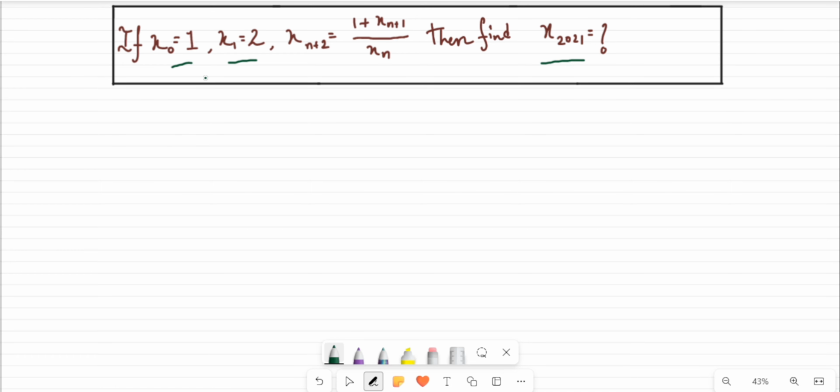So let's first of all understand these patterns. We have been given x0 equals 1, x1 equals 2. In a similar way, x_{n+2} is (1 + x_{n+1}) by x_n, right? Now, from these values, we have to find a pattern. What is the pattern? Pattern means for which value of this suffix we need to find if there is a pattern.